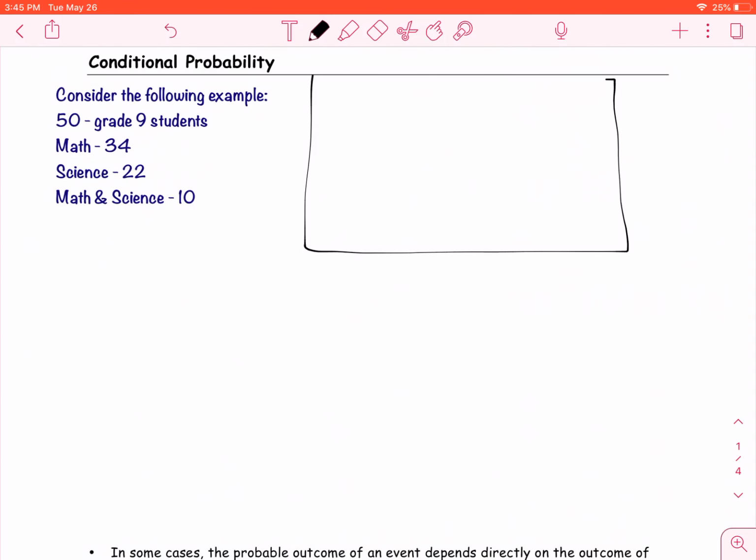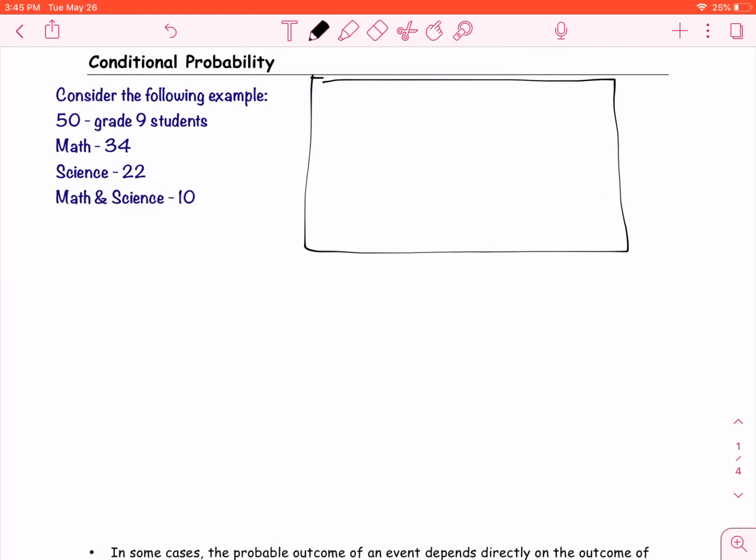So we are going to consider the idea that there are 50 grade 9 students that have been surveyed, and they were asked about the subjects that they like. Out of those 50 students who were asked the question, we found out that 34 like math, 22 like science, and 10 like math and science.